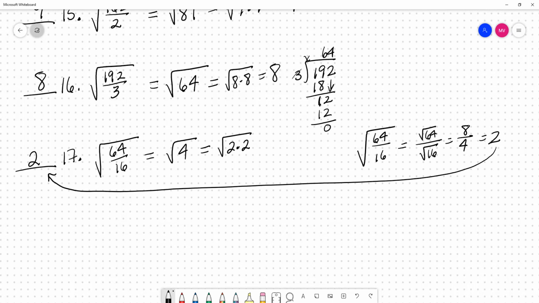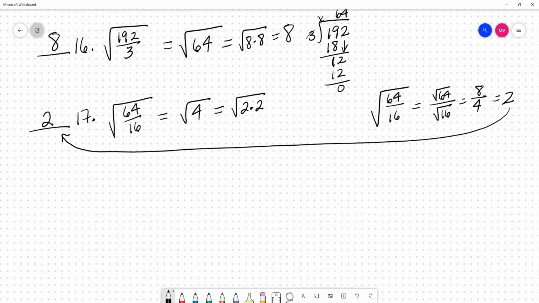Well, that would be 4 over 8. It's 1/2. But yeah, this is 8 over 4, which is 2. All right, so there are 2 different ways. That way you don't have to do 64 divided by 16 and accidentally get it wrong. Because if you know that 64 and 16 are both perfect squares, they give you whole numbers. And 8 divided by 4 is a lot easier than 64 divided by 16, if you have trouble with that.